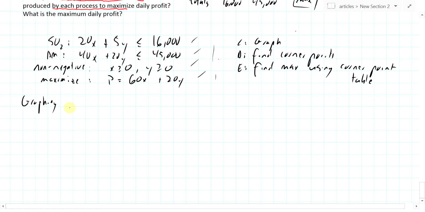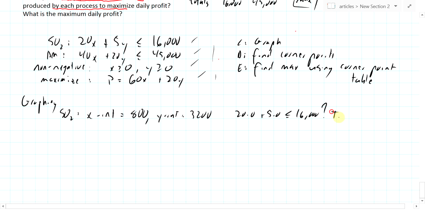It's the same as we did before. For the SO2 line, that's my x-intercept: 16,000 divided by 20, which is 800. Y-intercept, 16,000 divided by 5, which is 3,200. 20 times 0 plus 5 times 0 is less than or equal to 16,000. Little question mark. True. So we graph the side 0, 0 is on.